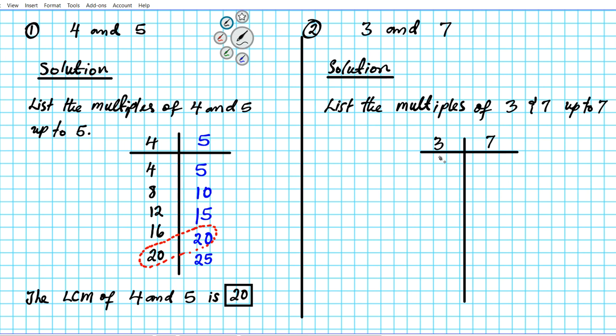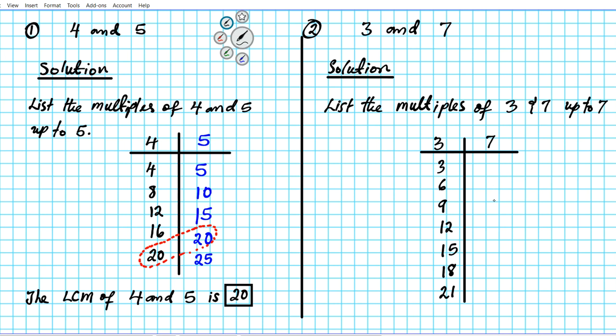Alright, so we're going to write down the multiplication facts, the multiples of 3, starting from 1 all the way to 7. So 3 times 1 is 3, 3 times 2 is 6, 3 times 3 is 9, 3 times 4 is 12, 3 times 5 is 15, 3 times 6 is 18, 3 times 7 is 21. Alright, so that's the bigger of the two, which is 7.